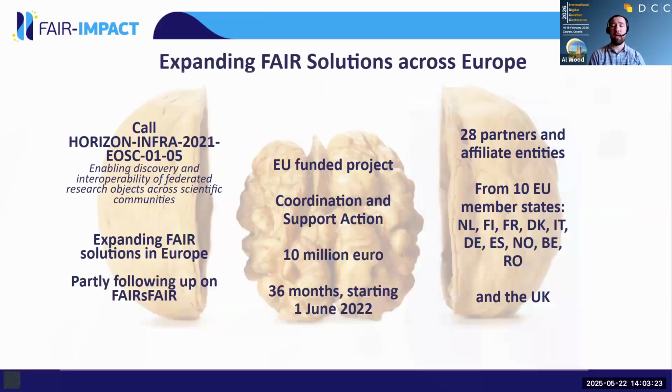So just a bit on FAIR Impact itself. FAIR Impact is funded under the European Commission Horizon Europe program and is one of the infra-EOSC projects. The project builds on the work of the Horizon 2020 FAIR project and is a coordination and support action focusing on expanding FAIR solutions in Europe. The project itself has 28 partners from 10 member states and the UK. As I mentioned, as the final FAIR implementation workshop series today, the project is actually concluding in May, having started in June 2022.